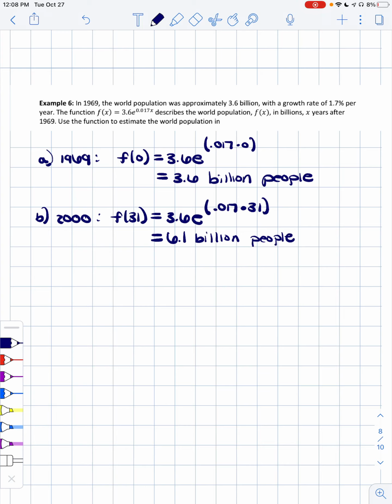people. Okay, so again, this is an example of how these exponential functions can be used. Okay, estimating and measuring the growth rate of different populations. All right, guys, so that is the end of our exponential functions for now.